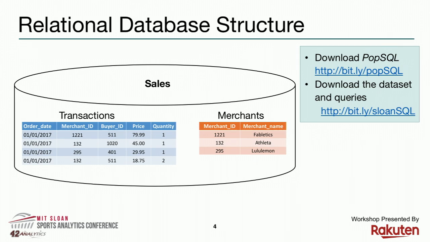We can link those tables based on merchant ID. You can see that there's a common ID in both of those tables. That'll allow us to link them together. It means that we can get more information from one area and append it to another area.